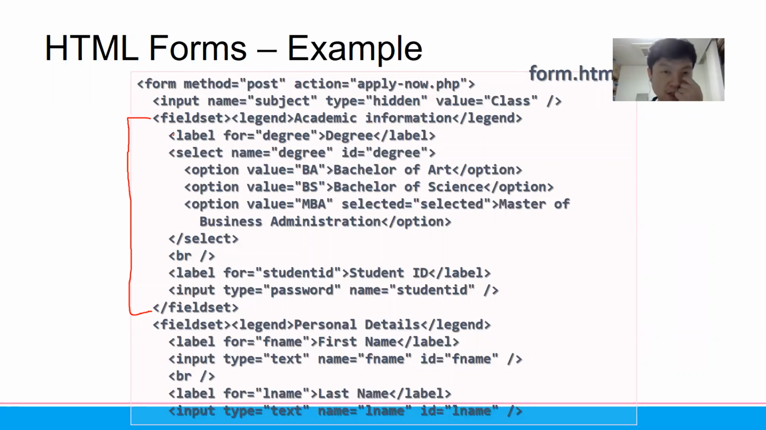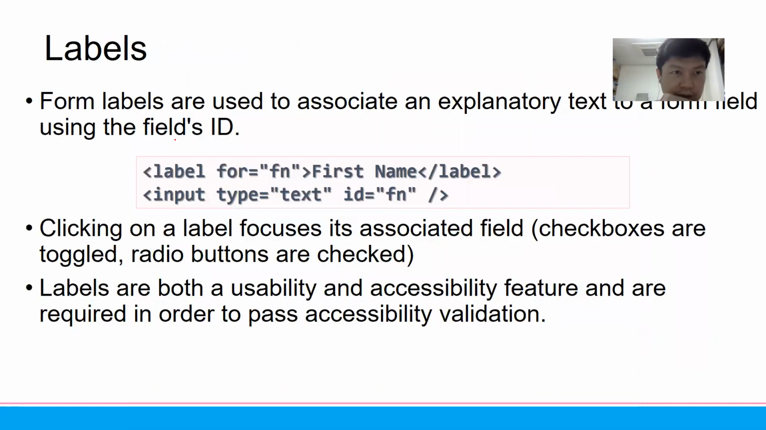Okay, we have label. What is label? Okay, let's see. So label is an explanatory text. It will be used to explain what the input is. Let's say I want to input first name, then you need to make the label first name. So people can understand that you need to input the first name. Or if you want users to input the last name, then you need to put the label last name. Okay. So clicking on the label focuses its associated field.